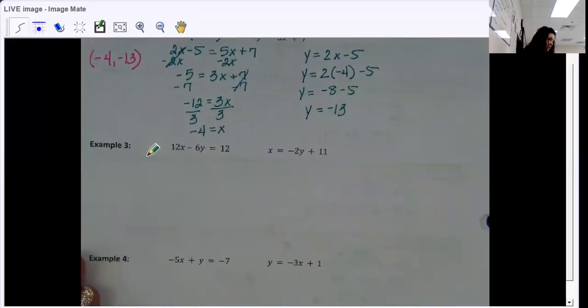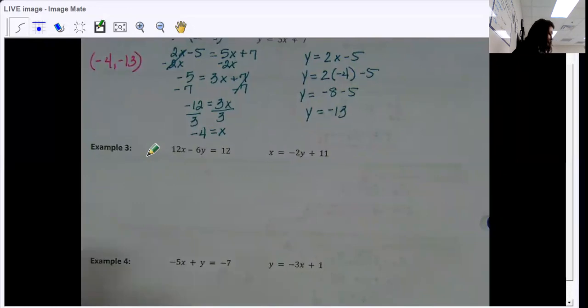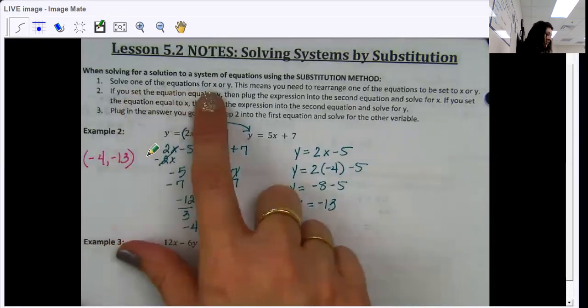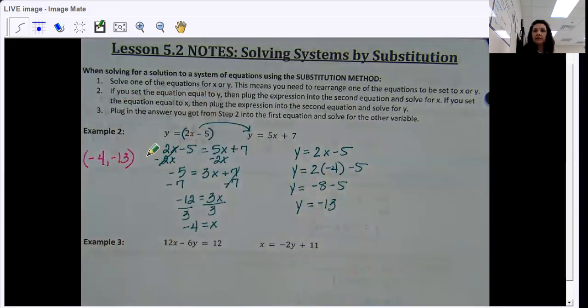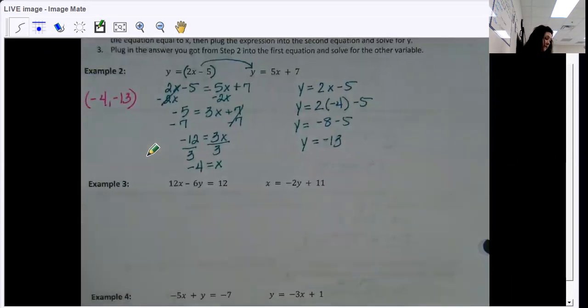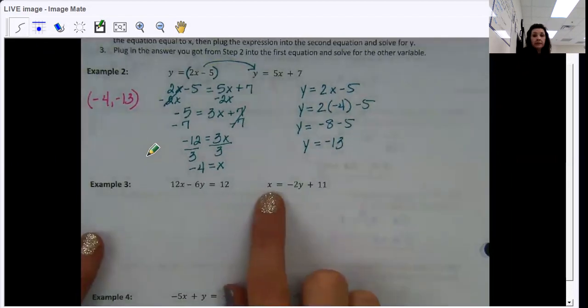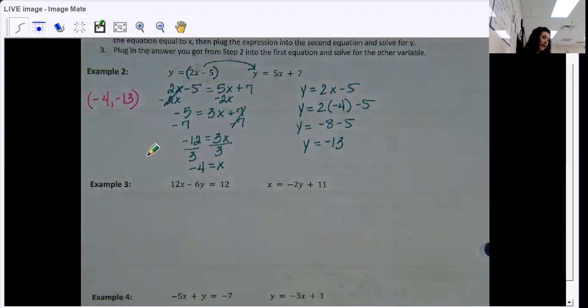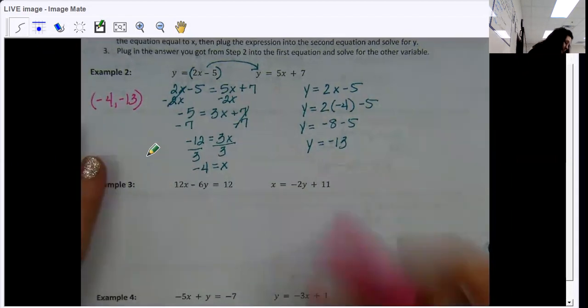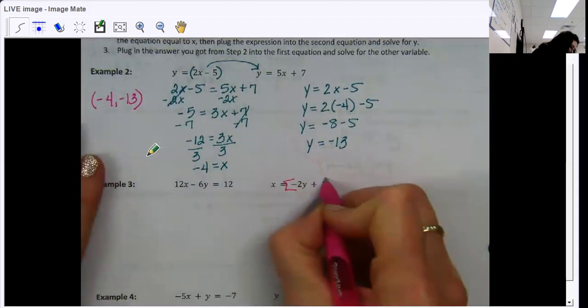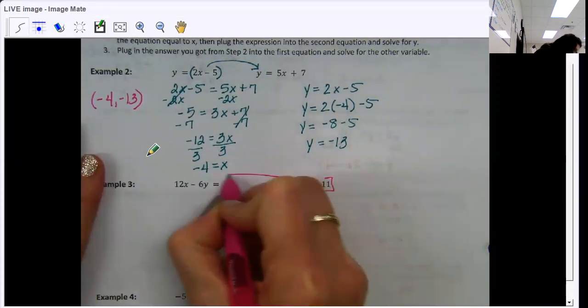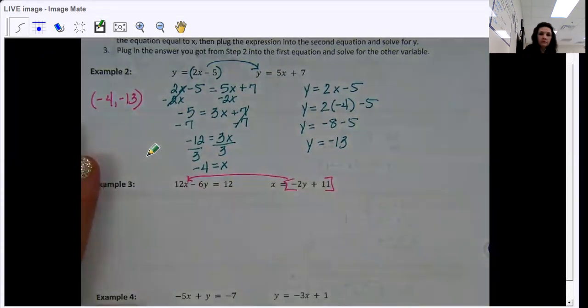Going back up to our steps, it says solve one of the equations for x or y. And this means we need to rearrange it so either x or y is isolated. Well, in this case, they've already isolated the x for us. So that's what we're going to do. We are going to take what x is, negative 2y plus 11, and we're going to plug it into the equation over here for x.